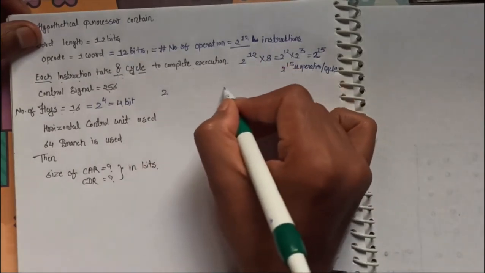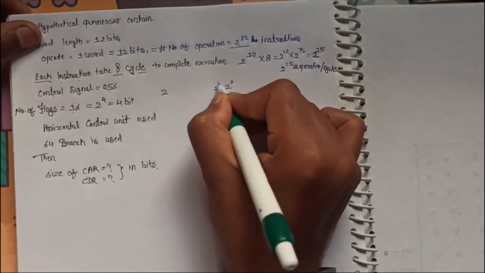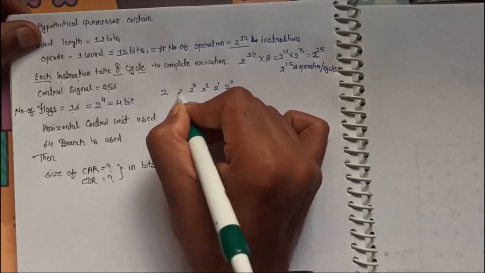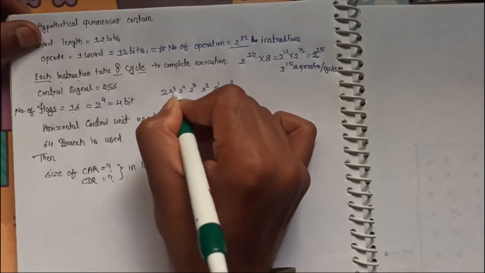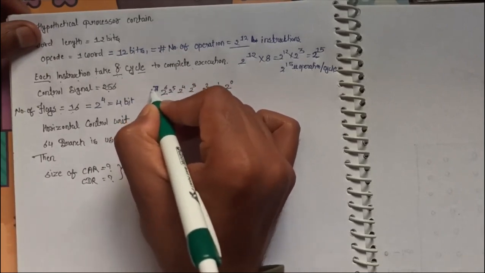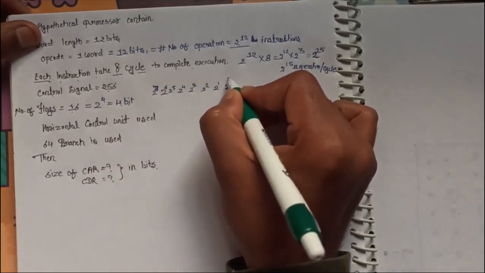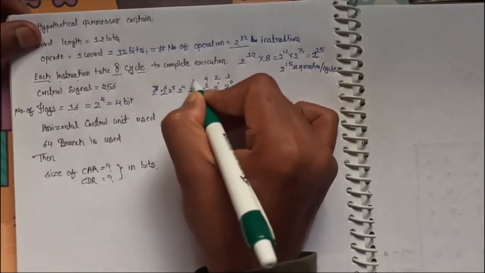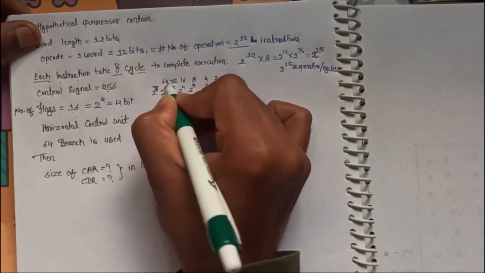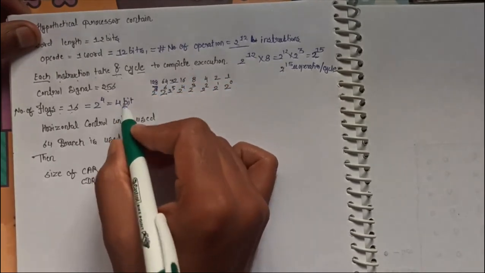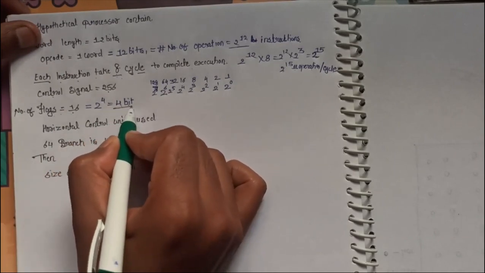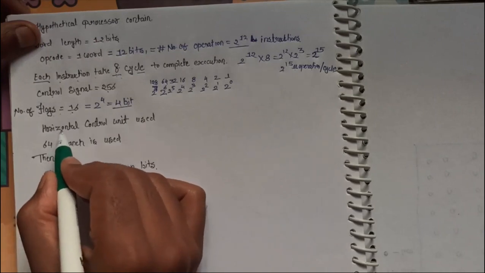I hope you know already these things. 2 to the power 0. Okay, let's write it from here. Power 0, 2 to the power 1, 2, then 3, then 4, then 5, then 6, then 7, and the values are 1, 2, 4, 8, 16, 32, 64, 128. So 16 can be represented as a 4 bit number with the help of 4 bits.